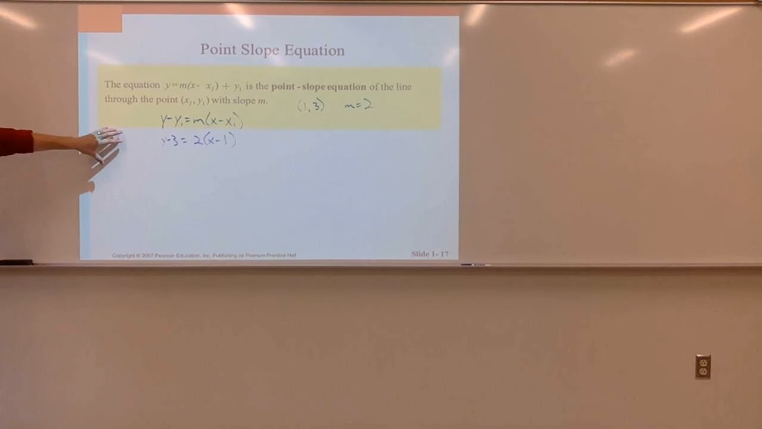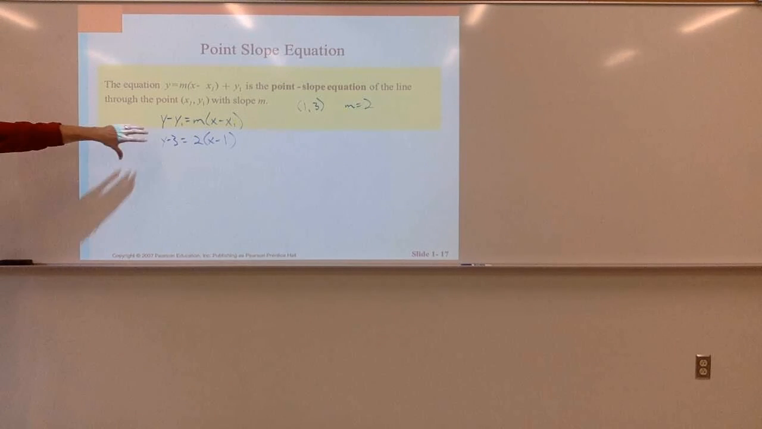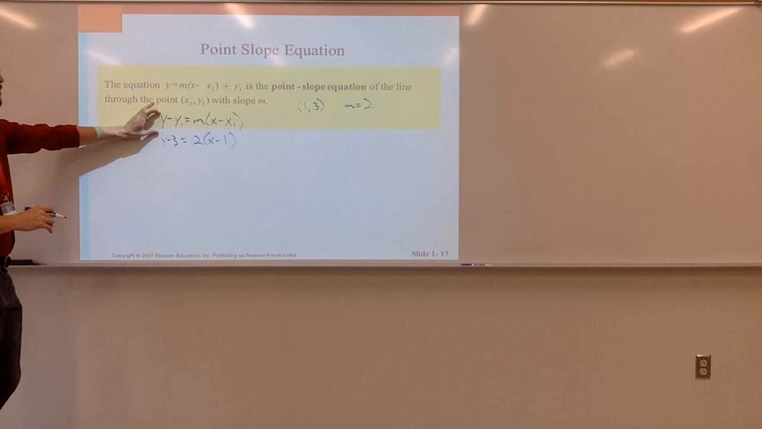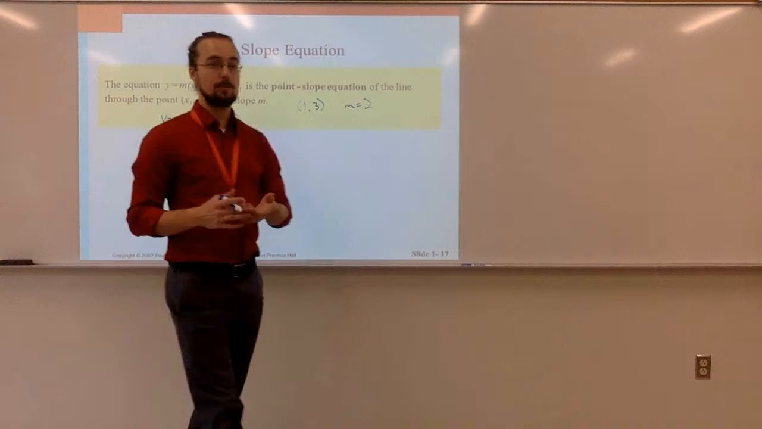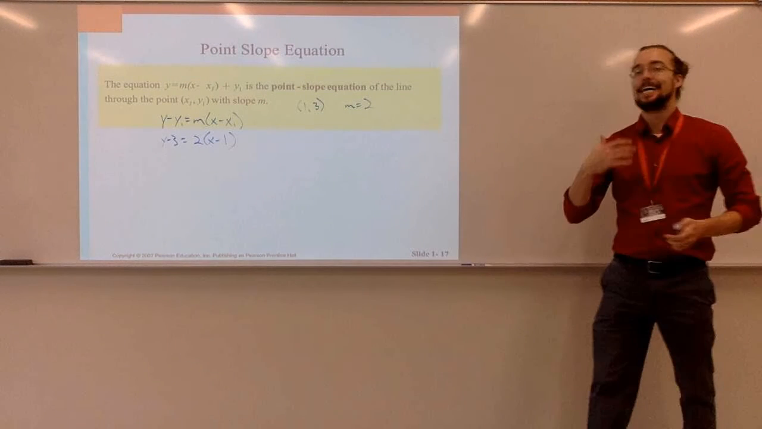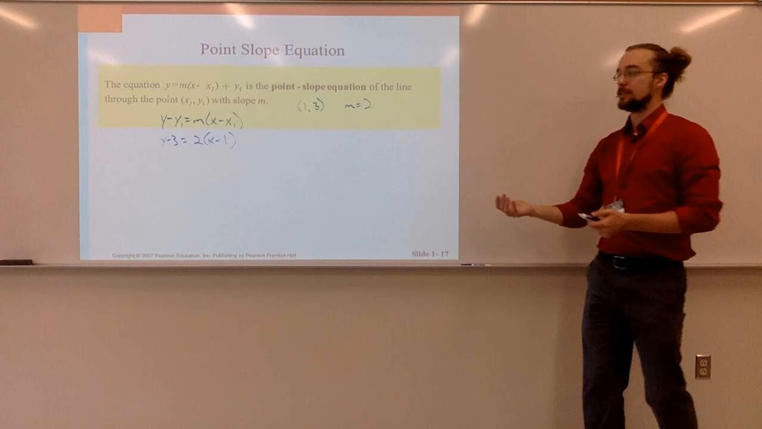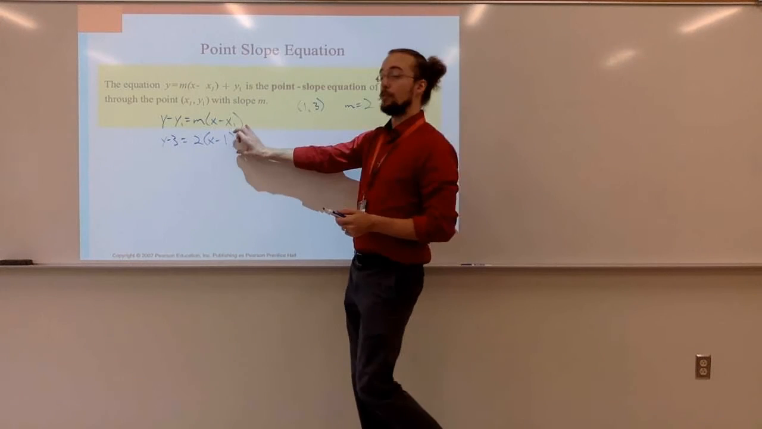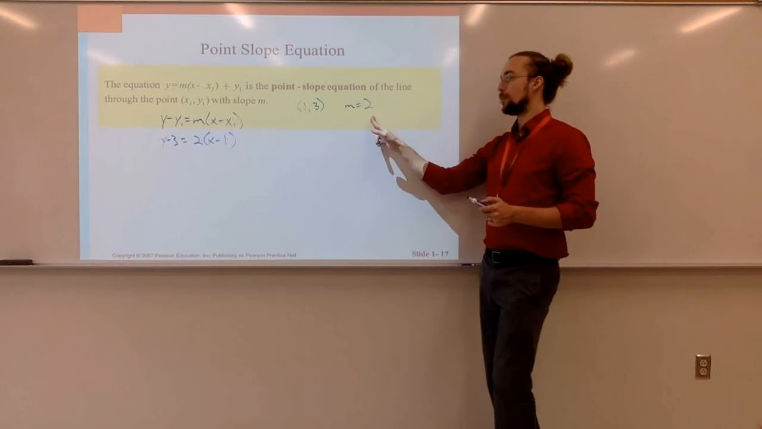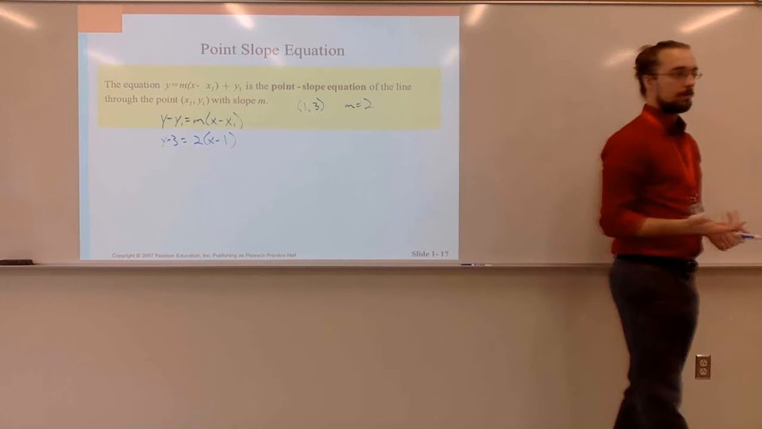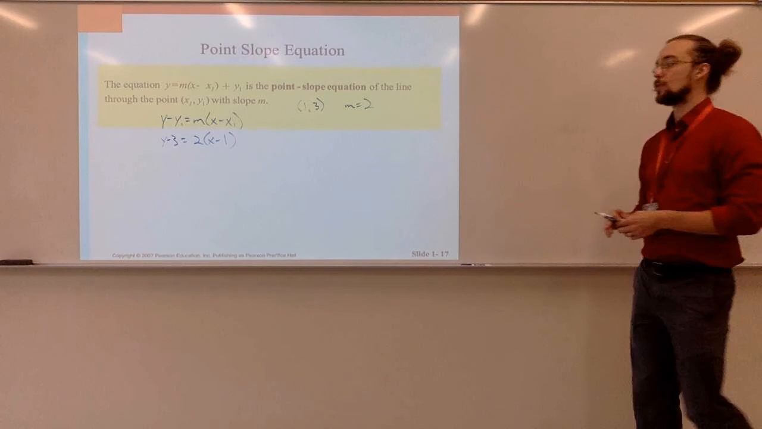Now, we can stop there. That's the answer. We don't have to put it into slope-intercept form. That's why using this is advantageous, because if we used y equals mx plus b, we would have to go through the process of solving for b and plug that back in for an answer. This can be our final answer. This is the equation of a line that goes through the point 1, 3 and has a slope of 2.